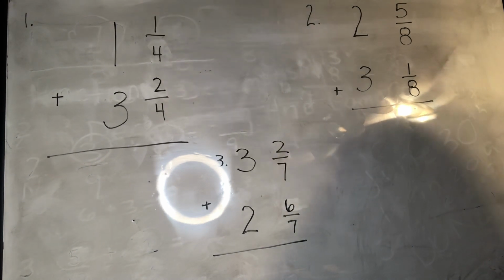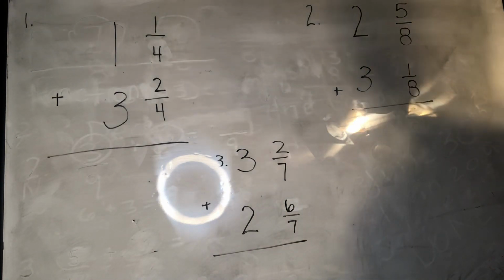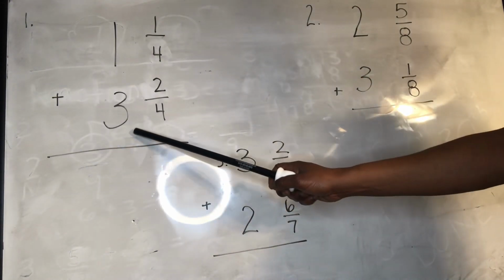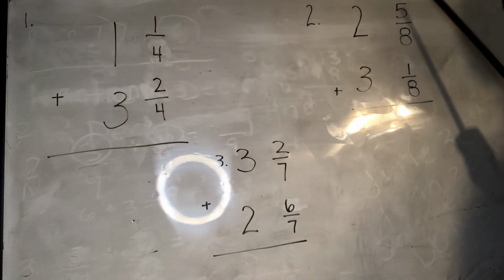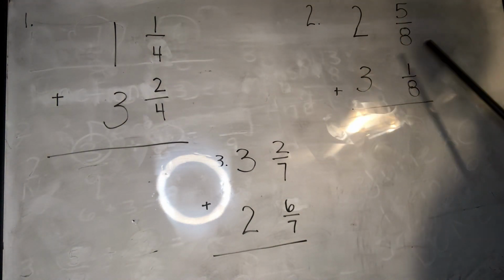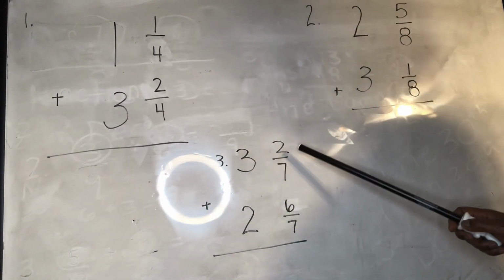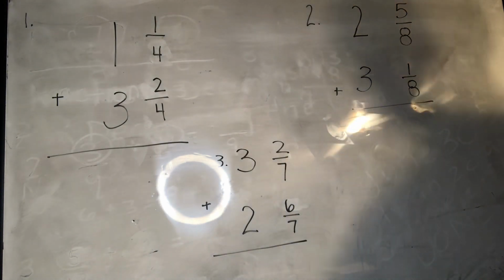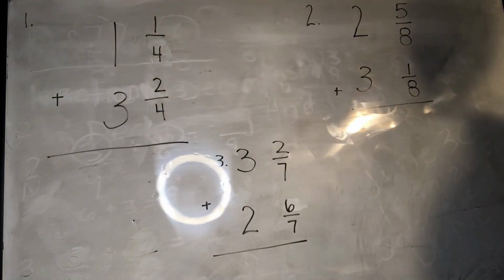Alright, so now we have 3 practice problems where we will be using mixed numbers and adding. Our first one is 1 and 1/4 plus 3 and 2 over 4. Our second problem is 2 and 5 over 8 plus 3 and 1 over 8. And our last problem is going to be 3 and 2 over 7 plus 2 and 6 over 7. So we're just going to take them one by one, starting with the first one.